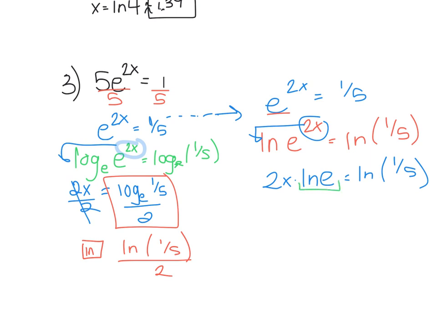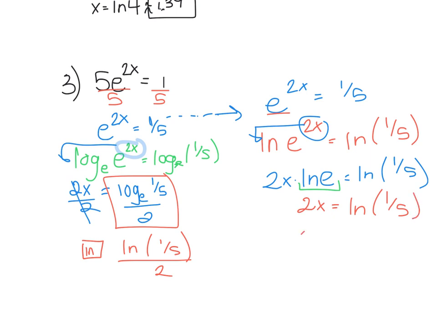Again, ln of e just equals 1. Why? Because it's really log base e of e, and e to the power of 1 equals e. So that's why the natural log of e just equals 1, which is why I took the natural log of both sides. So I'm just redoing this problem using ln so that you guys can grow comfortable with that.